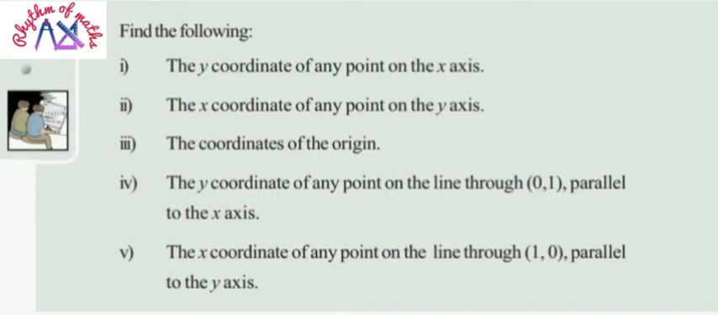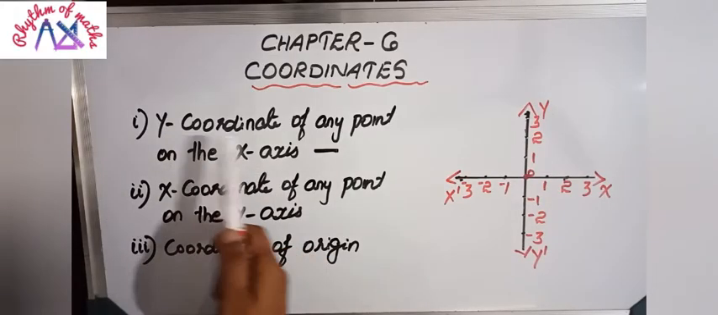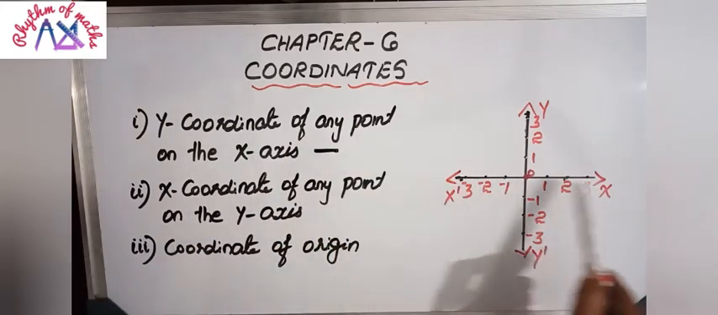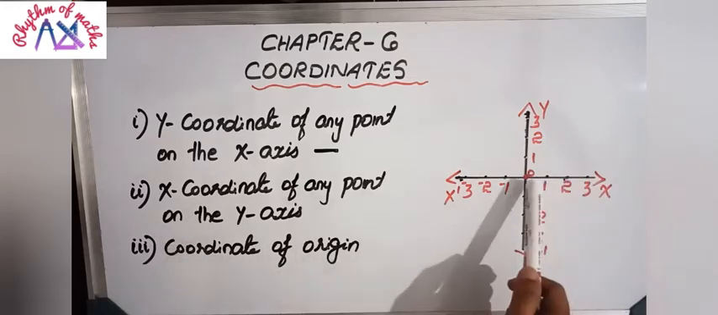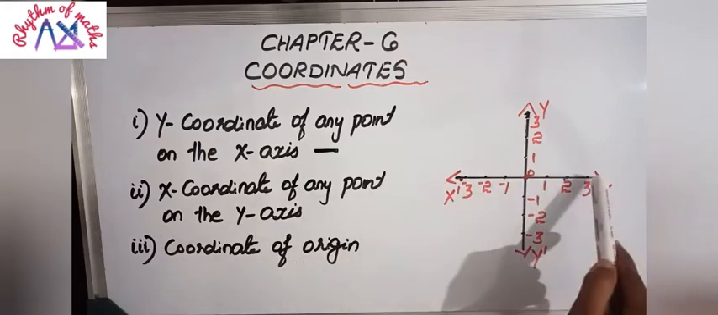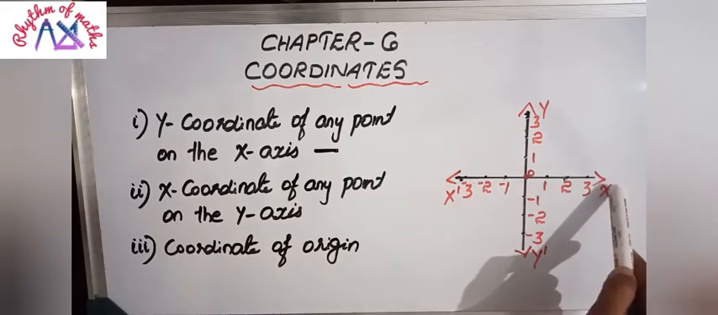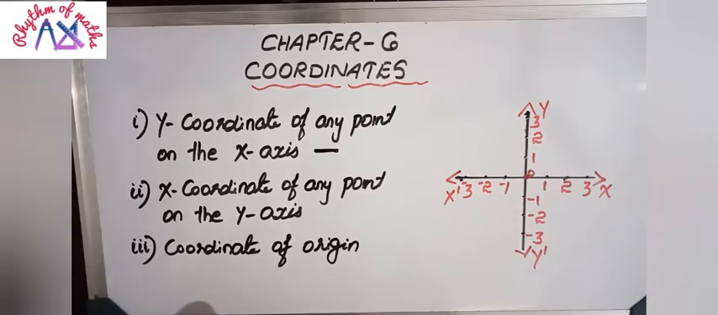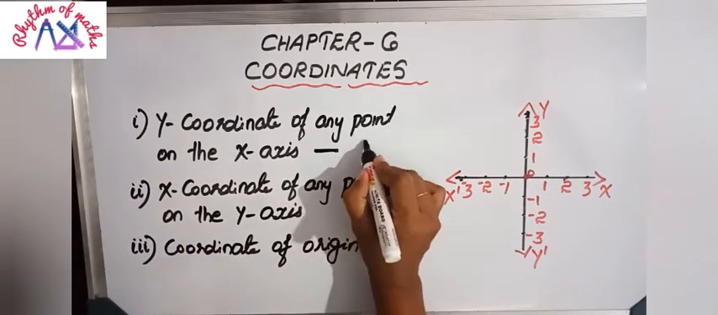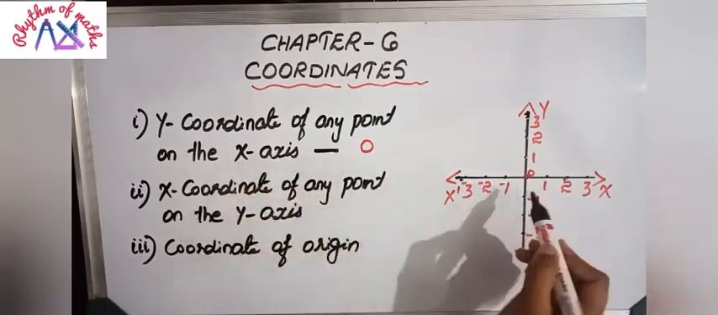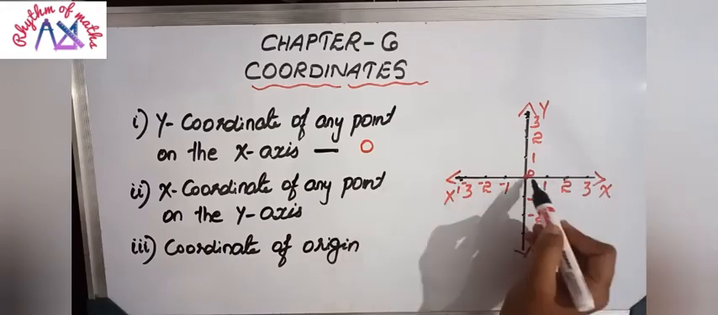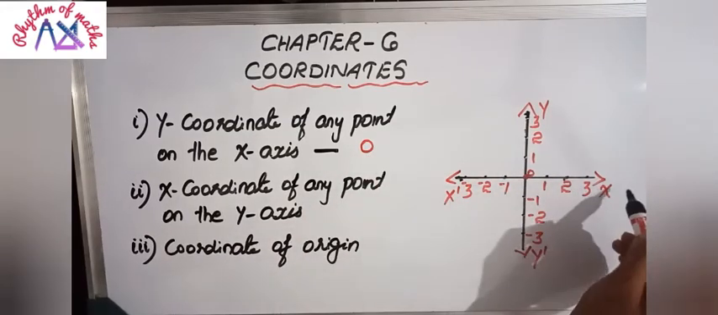First activity, first question. Total 5 sub-questions are there. First question is the y coordinate of any point on the x-axis. Okay, any point on the x-axis, what will be the y coordinate? In this line, only the x numbers change. There is no change in y. That means the y coordinate is 0. As I explained, the y coordinate of any point on the x-axis is 0. On the x-axis line itself, not a parallel line, just in that line, the y coordinate will be 0.